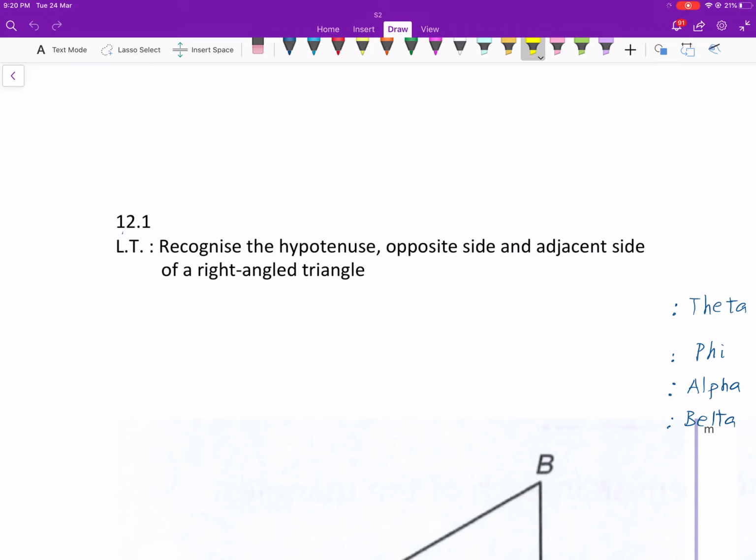Hello, Form 2 students. Today we will start a new chapter, Chapter 12, Trigonometric Ratio. So we will start with 12.1. Please take out your class workbook and write down the learning target today.